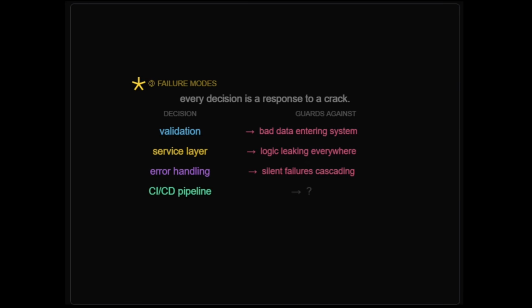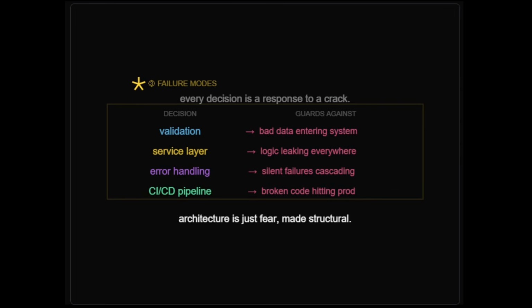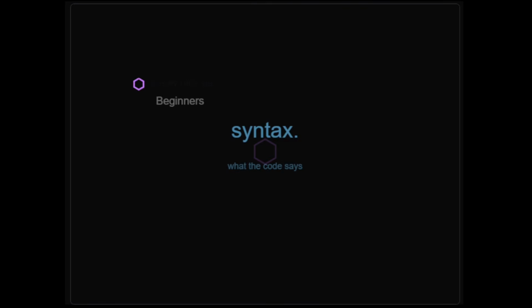Elite programmers see the failure modes first. They design for what breaks, not just what works. Beginners see syntax. Senior engineers see surfaces. Architects see the cracks. What you are learning in this video is how to see the cracks.